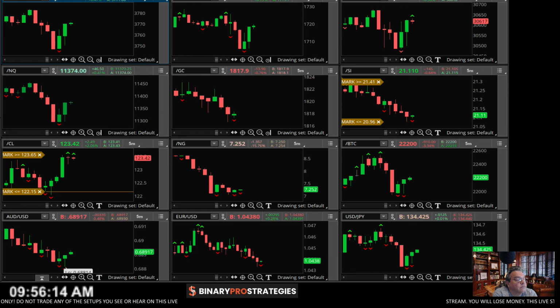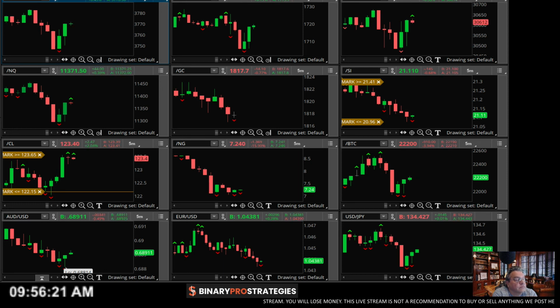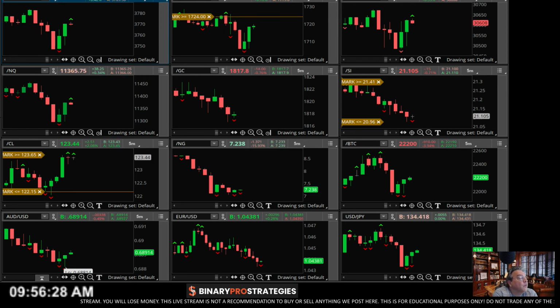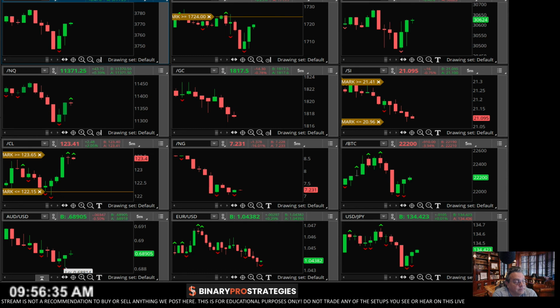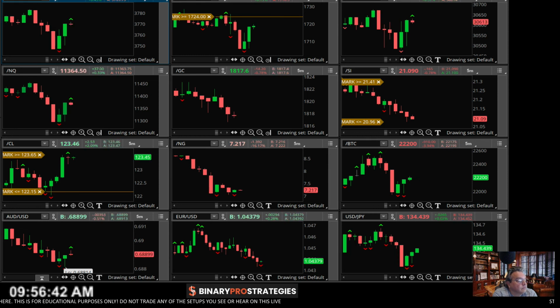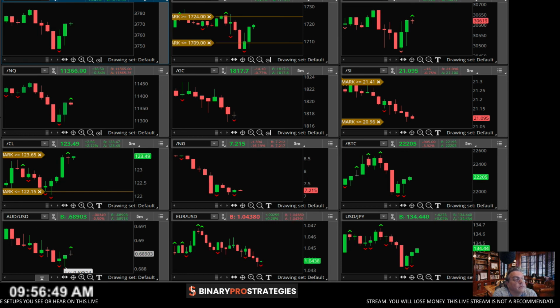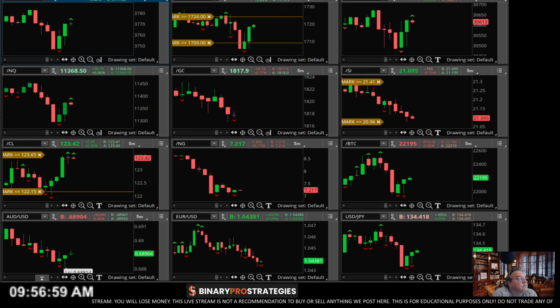1724. Profit target hit. If we don't hit target on RTY of 1724, I'm going to reverse down here at 1709. ES getting ready to turn into a buy, possible buy coming up on ES.